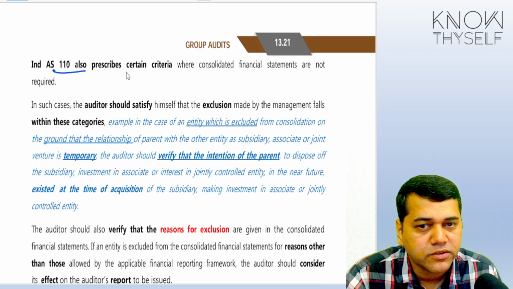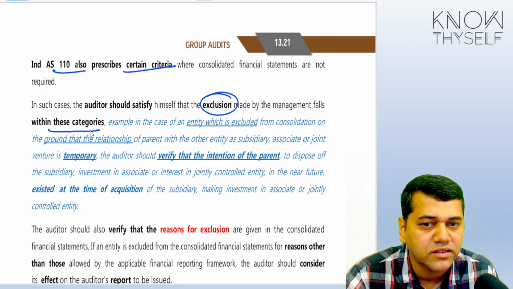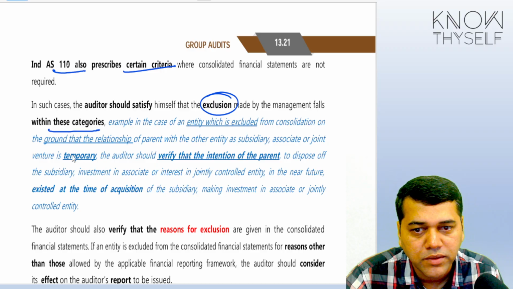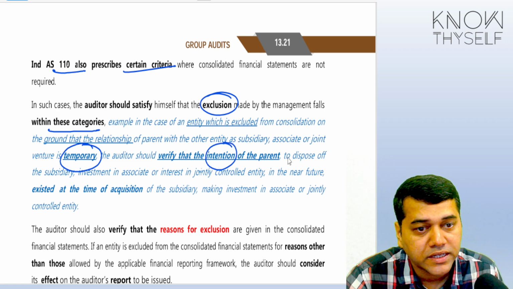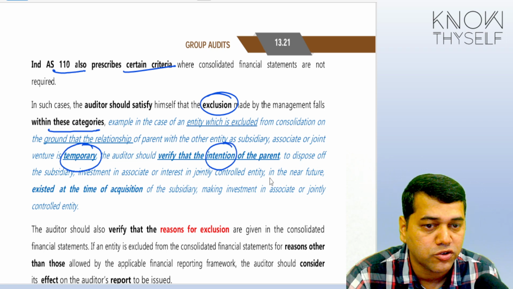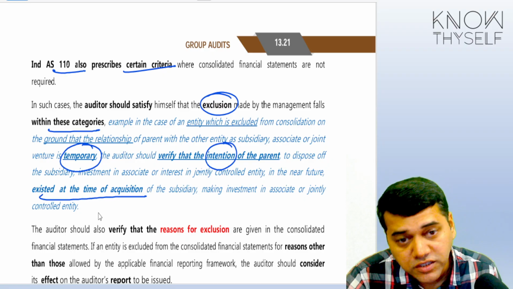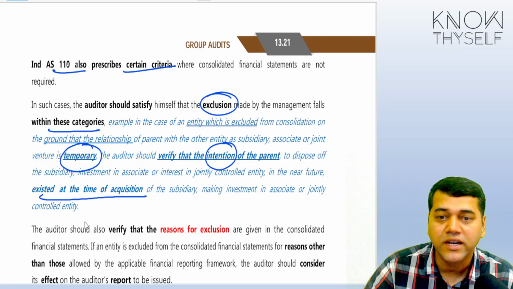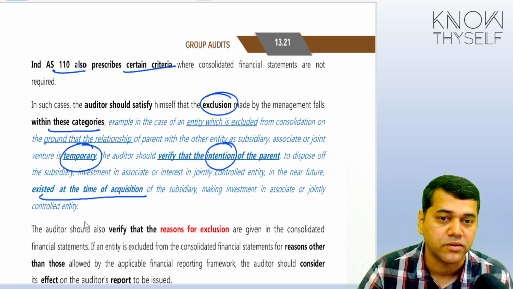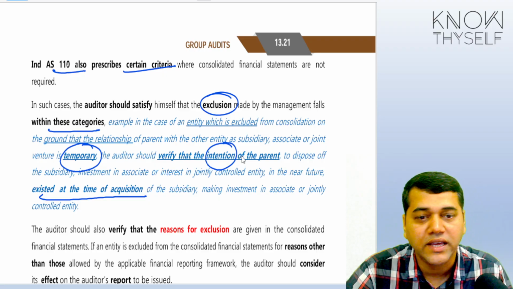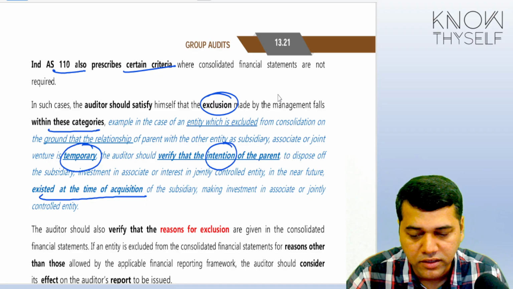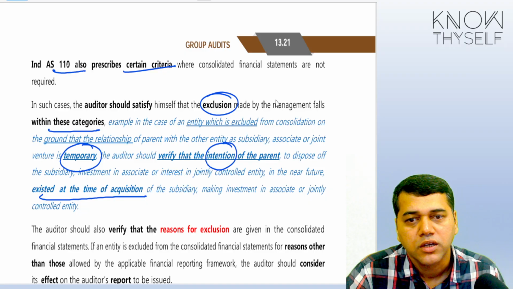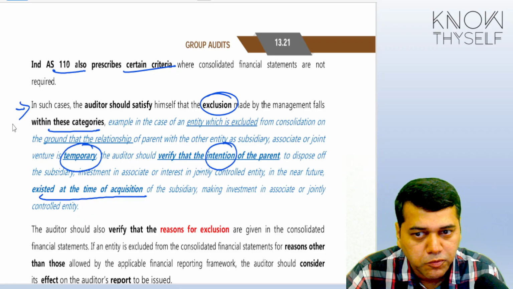Ind AS 110 also prescribes certain criteria. Auditor should satisfy that the exclusions made by the management fall within these categories. Like an entity which is excluded from the consolidation on the ground that the relationship is temporary, verify that the intention of the parent to dispose of the subsidiary or associate or jointly controlled entity existed at the time of acquisition only. That means later, in order to avoid consolidation, don't tell that we have acquired on a temporary basis. So the management should prove that their intention was only temporary and they just want to get rid of it. That is what they can do. Not simply to avoid consolidation, saying no, we don't want to do it. So again, when you are verifying exemption, you can note this point.